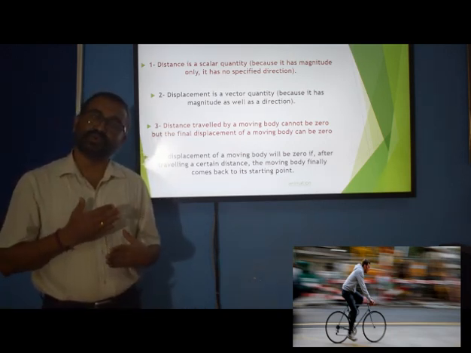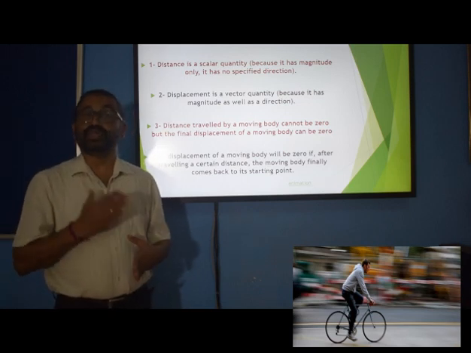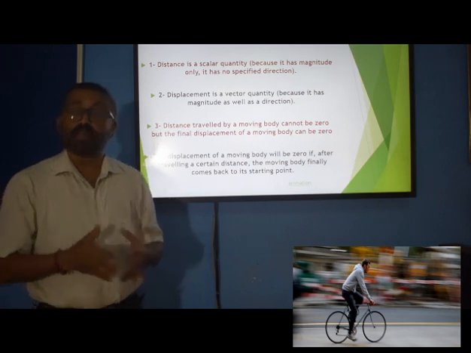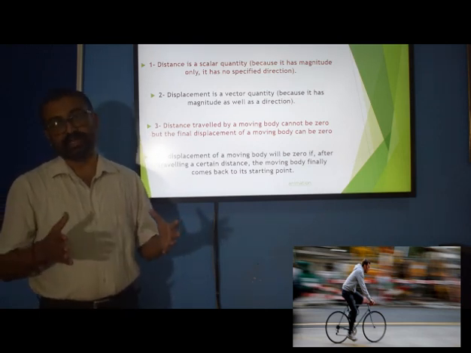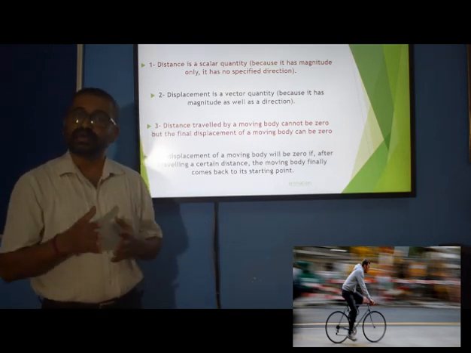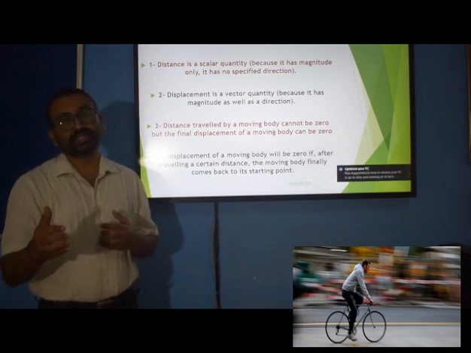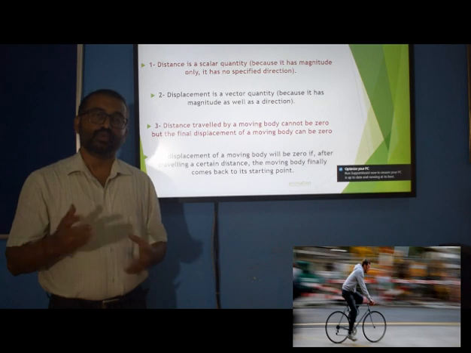So displacement is always less than or equal to distance, and distance and displacement are equal when it is traveling in a straight line. If it is moving in a straight line, it is covering a certain path and it is keeping the same direction. So distance as well as displacement will be equal.